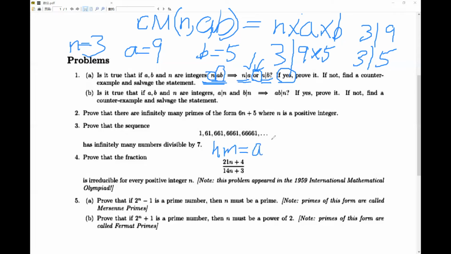Because n divides ab, we can find another integer, say m, such that n times m equals ab. Yes, n times m equals ab. So n is divisible by a, maybe between.